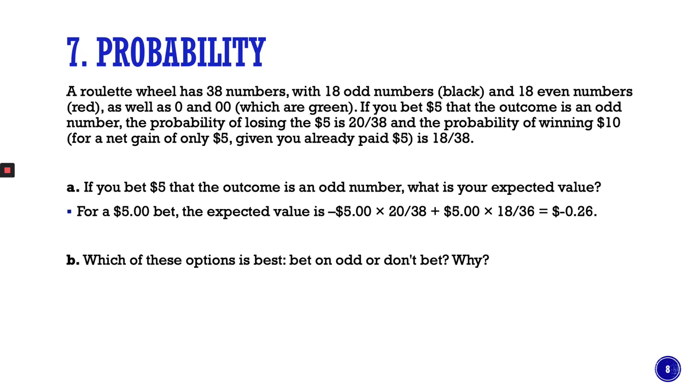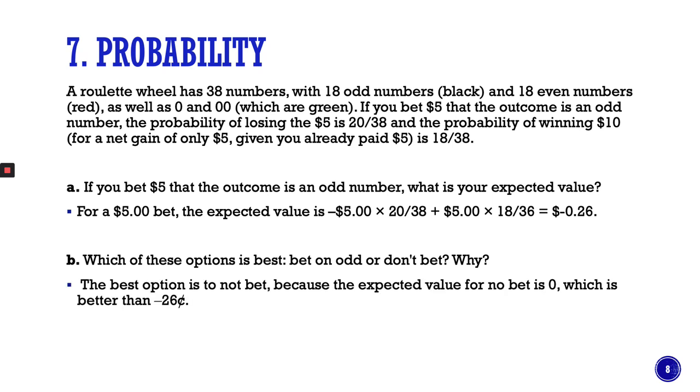So which of these options is best? Bet on odd or don't bet? And why? Well, the best option is not to bet, because the expected value for no bet is 0, which is better than negative 26 cents.